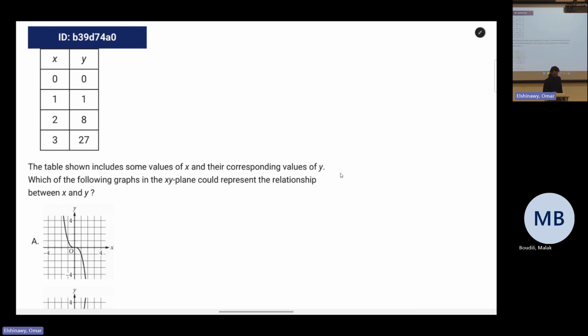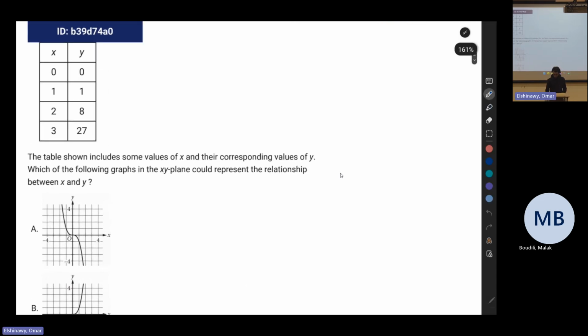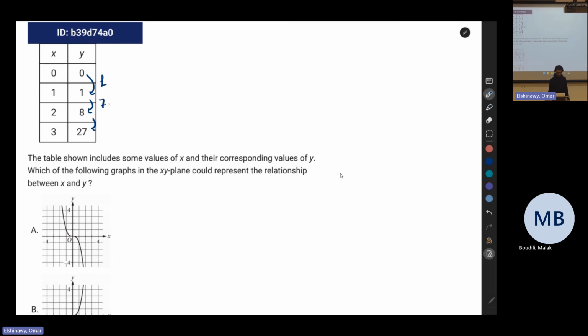So let's see what's happening here. 0 is sent to 0. 1 is sent to 1. 2 is sent to 8, and 3 is sent to 27. If we talk about nonlinear functions, they are functions which do not change linearly, which means there's no fixed jump between each 2 points. Here the jump is 1, here the jump is 7, and here the jump is 19, in terms of addition. So it doesn't seem to be a fixed step each time.